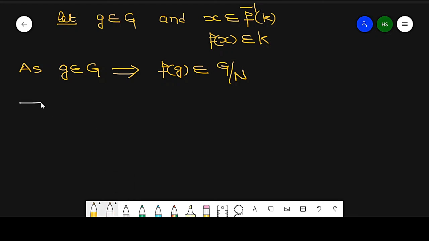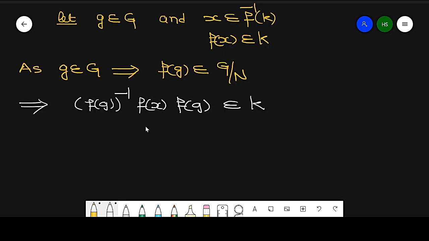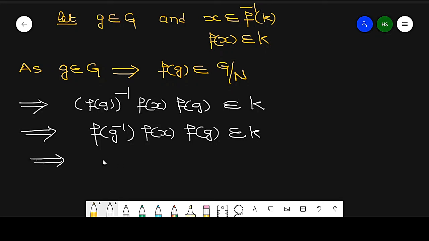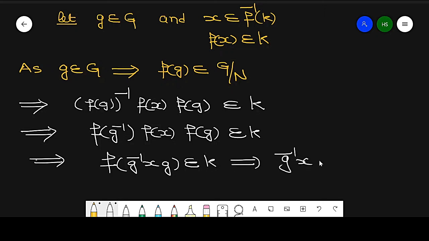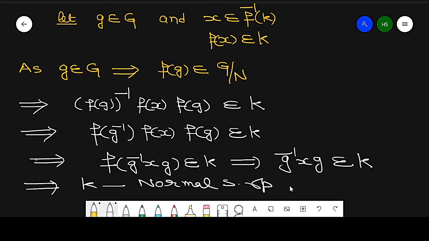If K is a normal subgroup of G by N, it implies f of g inverse, f of x, f of g belongs to capital K. Now since f is a homomorphism, f of g inverse, f of x, f of g, this value is f of g inverse xg, which belongs to K. It implies g inverse xg belongs to K. So what we get? We get K is a normal subgroup.